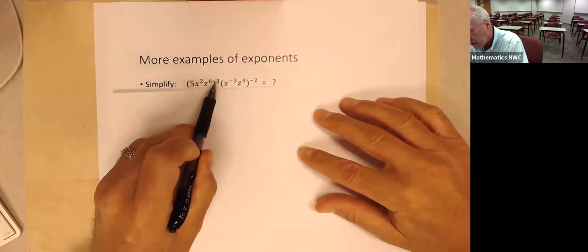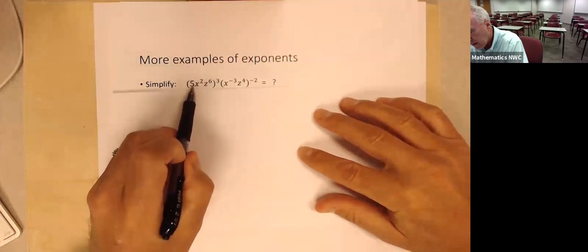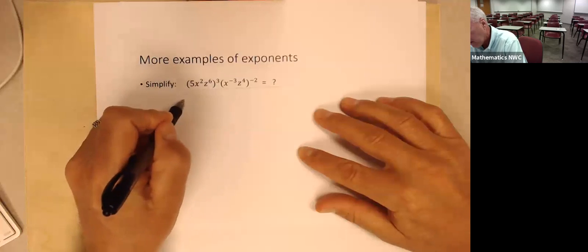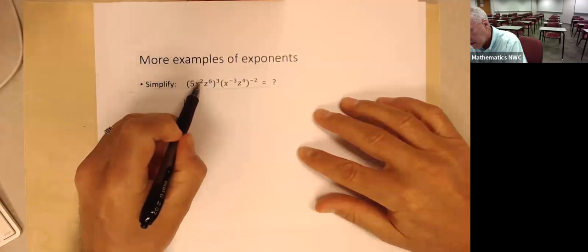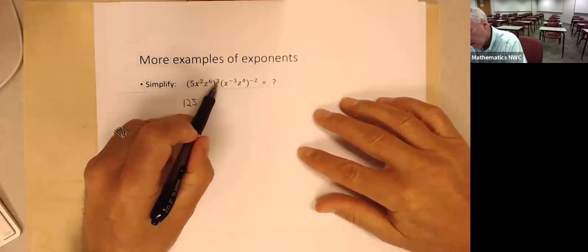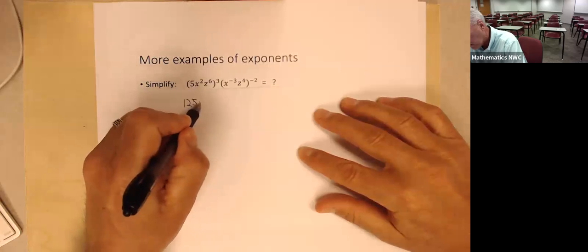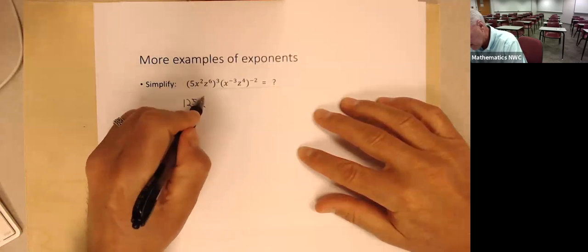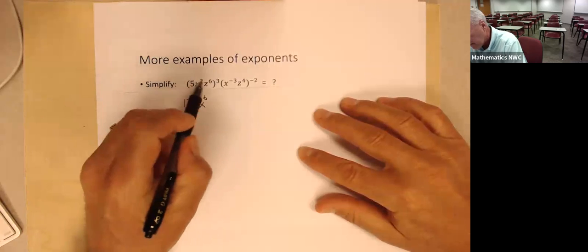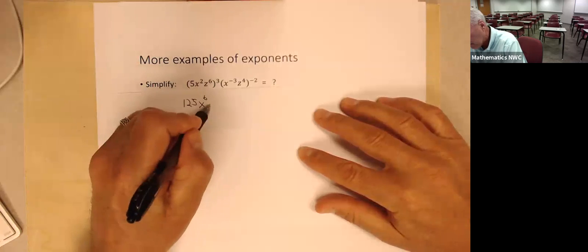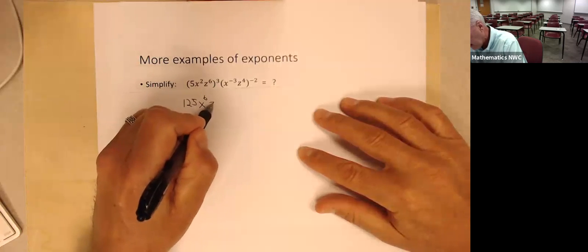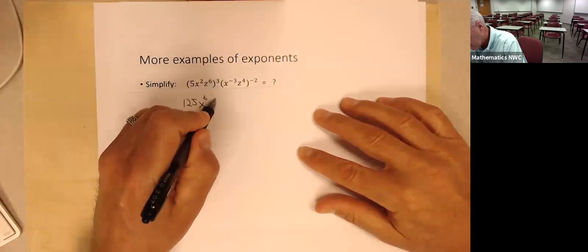I have 5 to the 3rd. That means 5 times 5 times 5, or 125. x to the 2 power raised to the 3rd power. That's an exponent raised to an exponent, which means we multiply. 2 times 3 is 6. z to the power 6 raised to the 3rd power. It's an exponent raised to another power. We multiply. So I have 6 times 3 or 18.